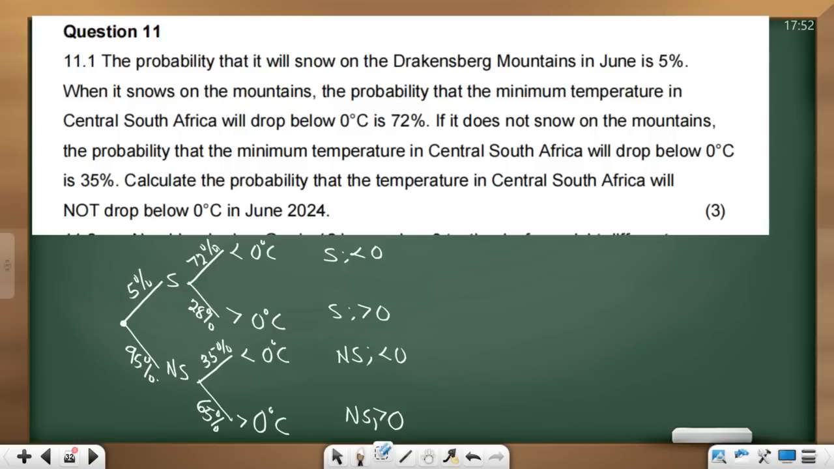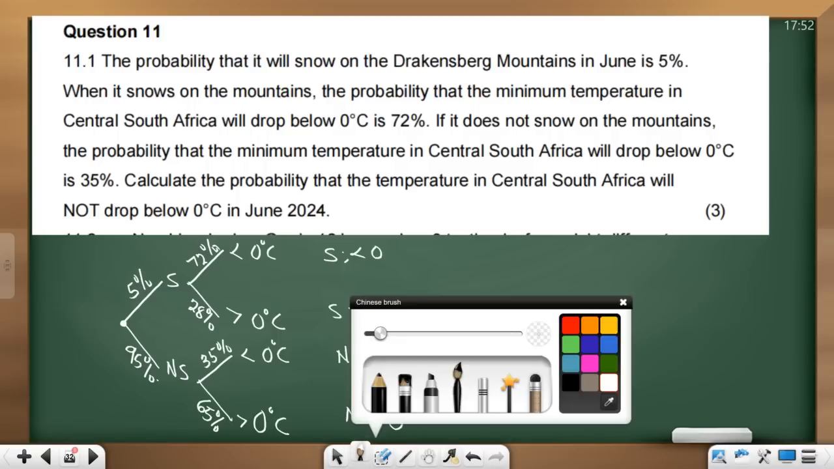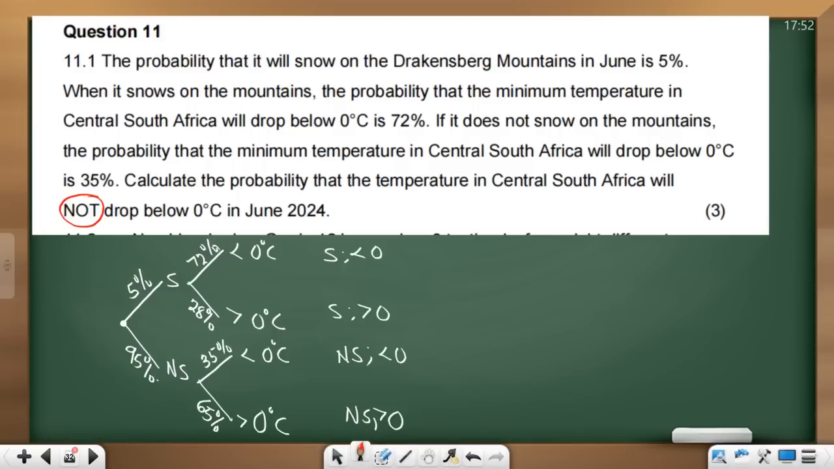Calculate the probability that in Central Africa it will not drop below. They have emphasized the word "not" drop, which means greater than 0. So the probability of greater than 0 will be the probability of snow and greater than 0, plus the probability of not snow but still greater than 0. So we are looking at where it is greater than 0. We just follow: it is 5% and 28%, and then that leads us here, and this one 95%.